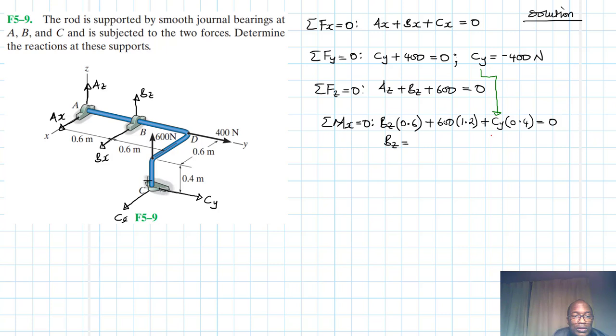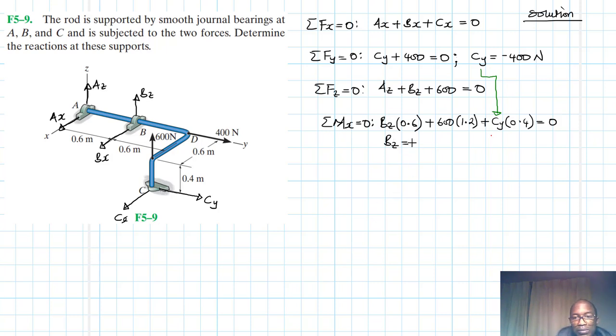Because where it is right now, it is causing a moment in the positive direction. But if it went the other side, then it's going to cause a negative moment. So feed it the way it is, with this sign. It's very, very vital there. So that is going to be equal to 600 by 1.2, and then we have minus 400 times 0.4.